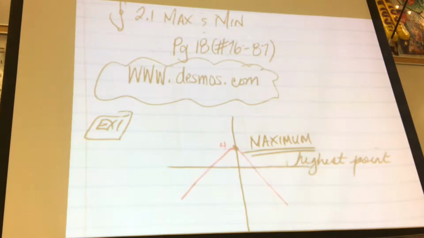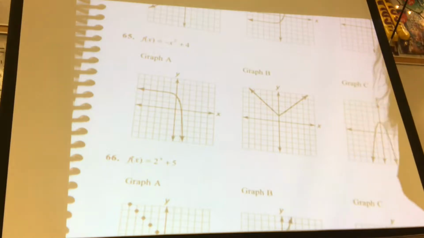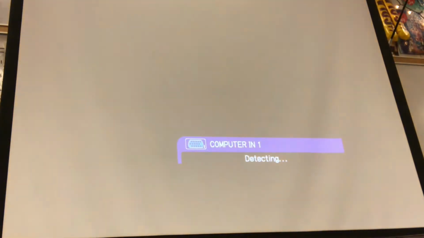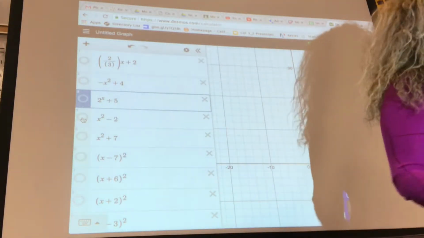All right, great. Let's take a look at number 64. And you will notice that number 64 is this bad boy right here. So let's go ahead and put that into Desmos. Let me show you what that's going to look like. This is what you will be expected to do tonight.